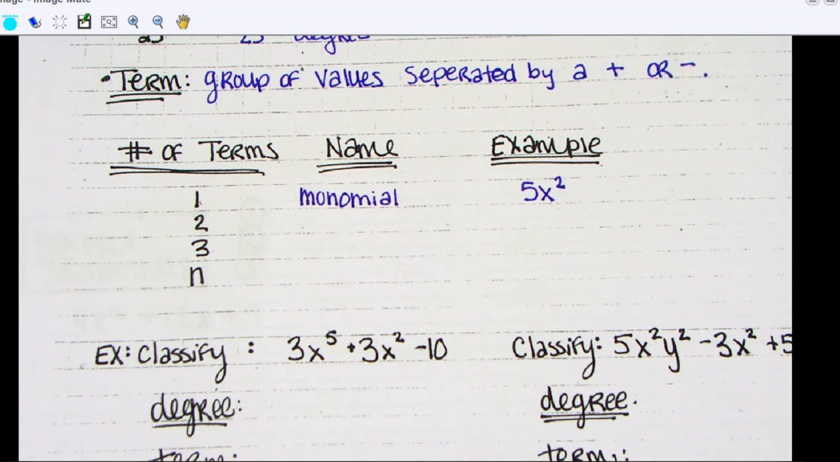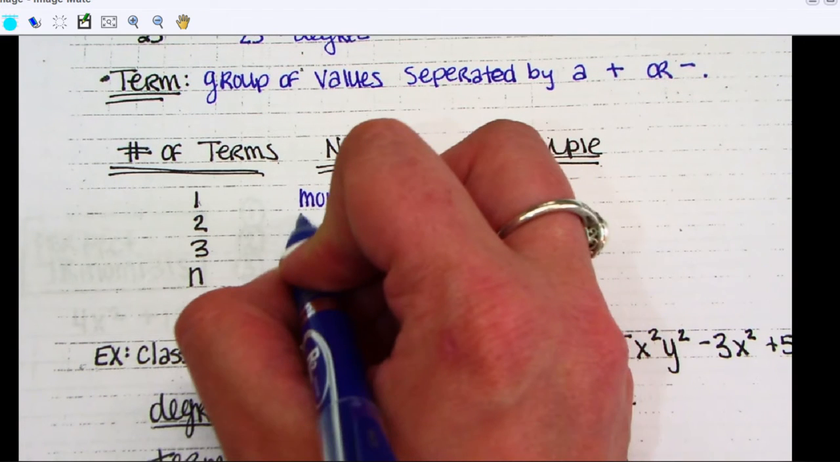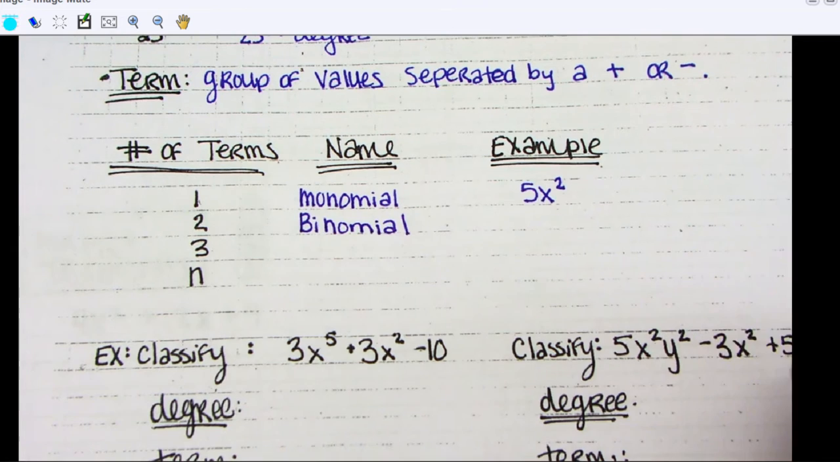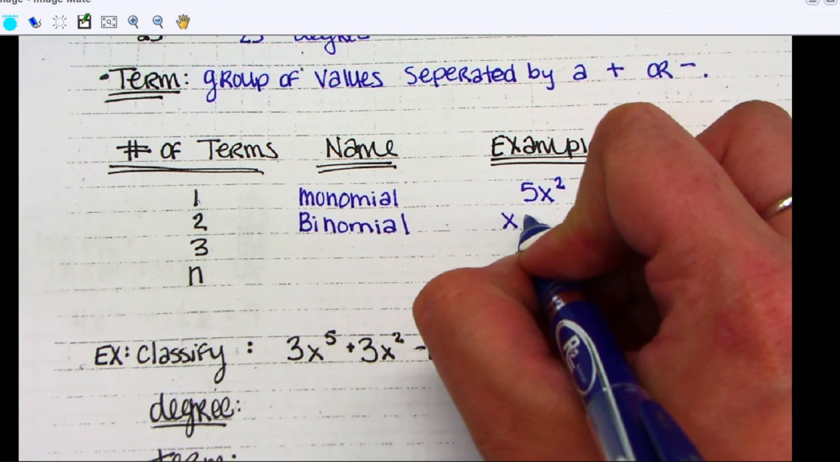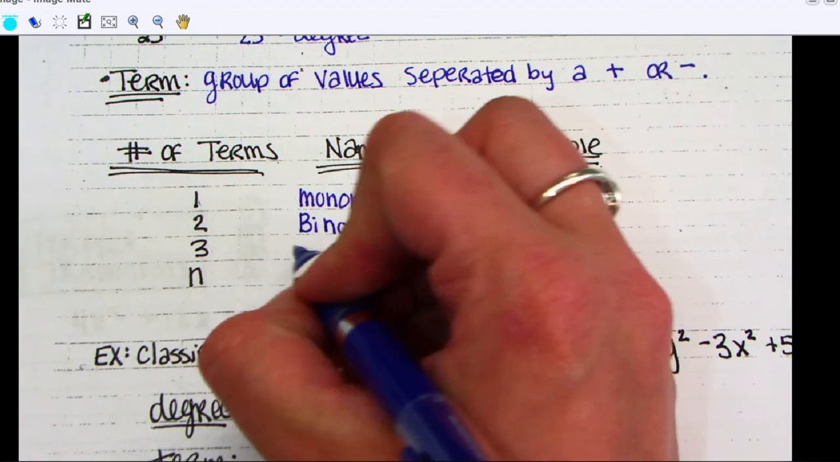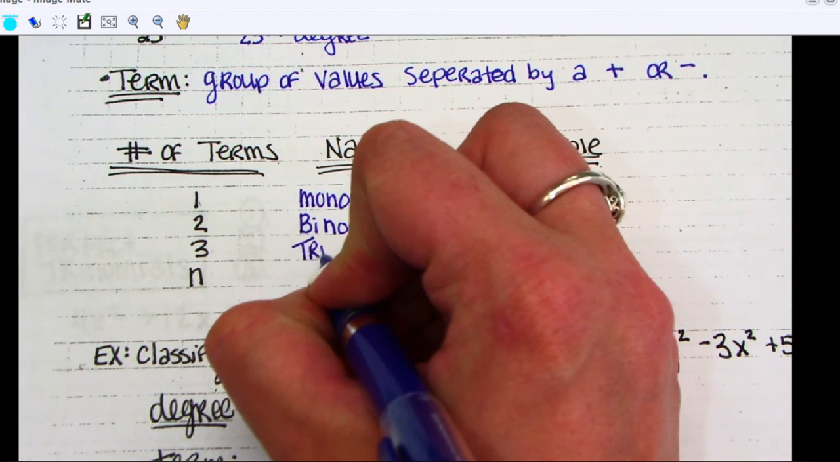So what's a two-term called? Binomial, like bicycle has 2 wheels. A binomial could be like x plus 3. Notice I have an x, and then I have something separated by a plus or minus with a 3. Binomial, 2 terms. 3 terms? Trinomial, yeah. We all know that one.